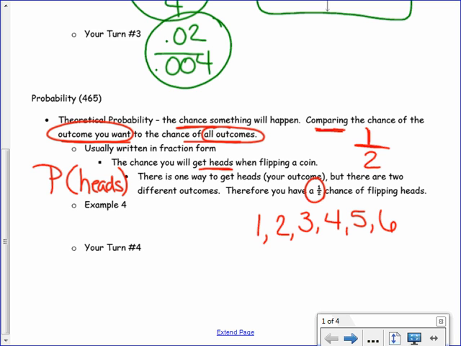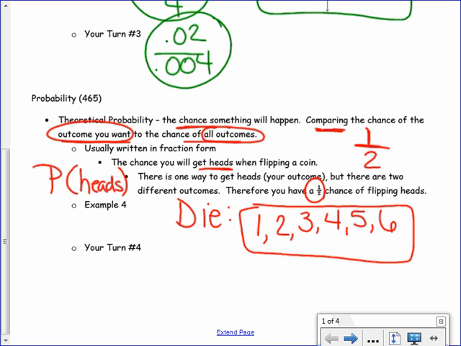But when you look at these outcomes, possibilities on the die, how many 2s are there? There's only 1. So 1, 2. That's our outcome we want. But how many total outcomes do we have? 1, 2, 3, 4, 5, 6. We have 6. So the probability of rolling a 2 is a 1 in 6 chance.